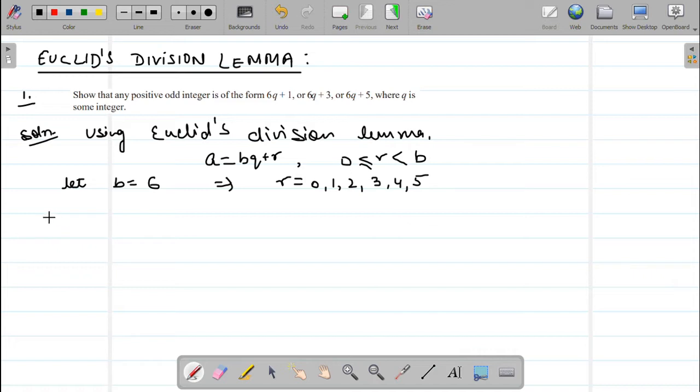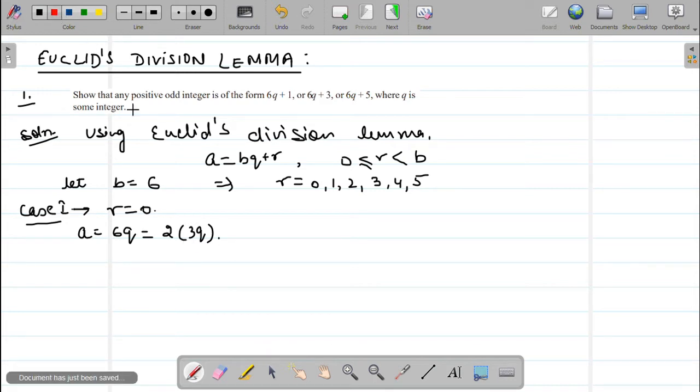So we make some cases here. First of all, case 1. For all these values of r, we will take the outcome values of a. Case 1, when r is equal to 0. So my a will be equal to, in that case, 6q. Right, b is equal to 6 and r equal to 0, 6q, which I can further write as 2 into 3q. As I have written it as a multiple of 2, taking 2 common outside, this is an even number.